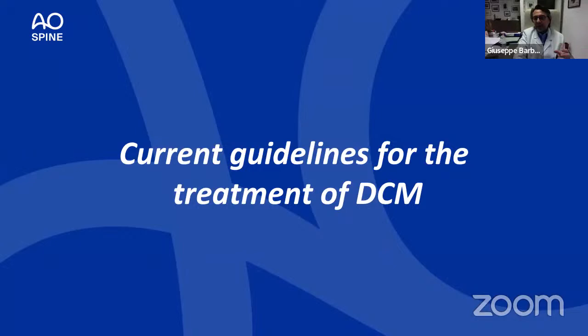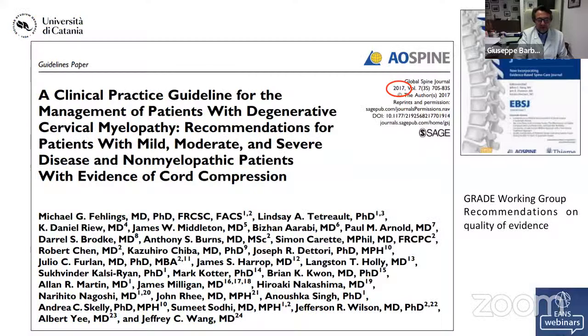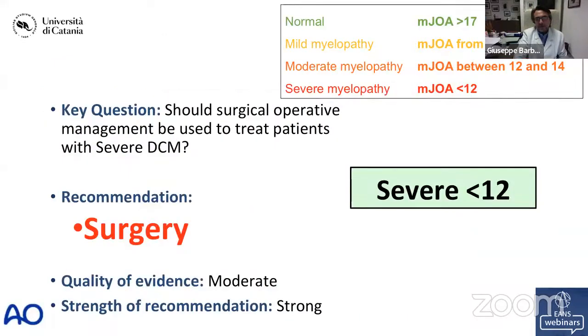So if we wonder about the guidelines, what we are left with in the literature at the moment to take a decision for cervical myelopathy, we can go back to this very interesting paper, produced once again by a very respected group of colleagues headed by Michael Fehlings, published in 2017. That's an AOSpine study. And this study gives us important information.